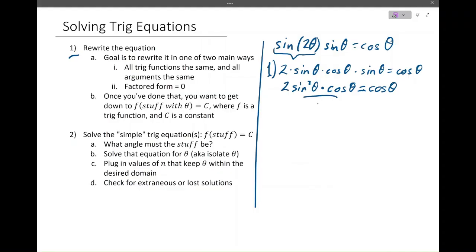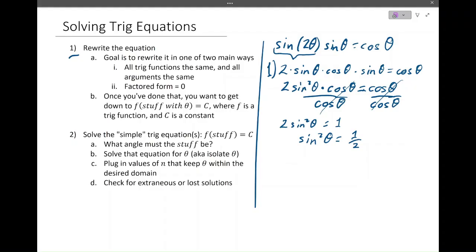And yeah, if I divide both sides by cosine of theta, divide both sides by cosine of theta, try to be really clear here, I can just cancel them out like such. And we write down 2 sine squared is equal to 1, and therefore sine squared is going to be equal to 1/2.